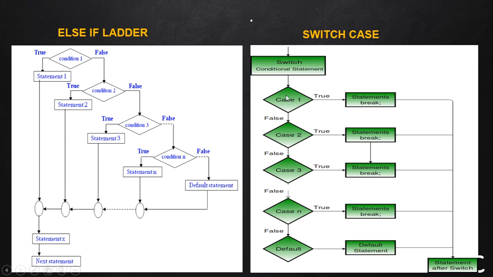We can represent any number of case labels here. If all the cases return a false value, in that case we can go for the default case. Here we have a set of default statements. If all the cases return a mismatch, then we can execute the default statement and directly go for the execution of the remaining statements present outside the switch body.